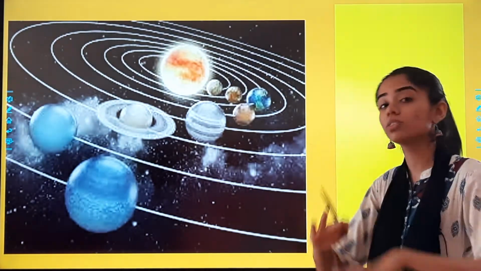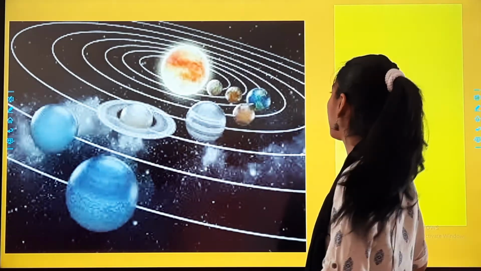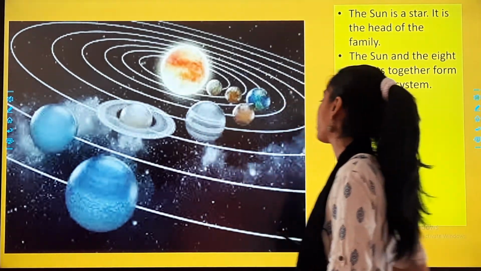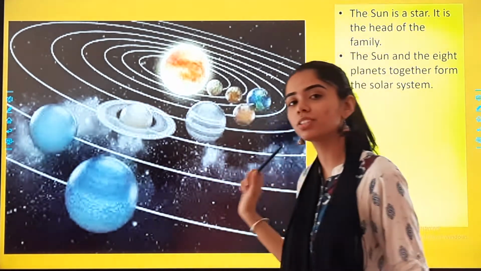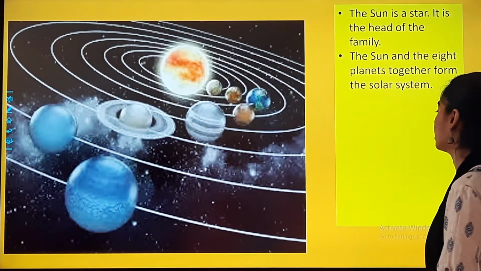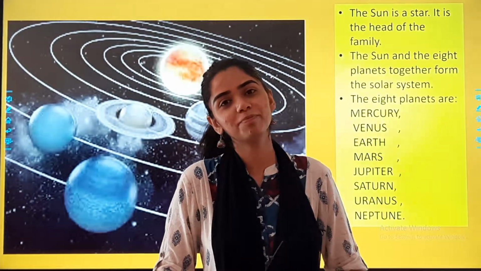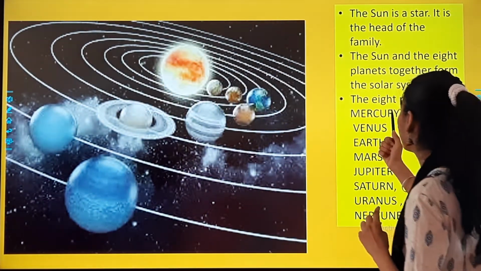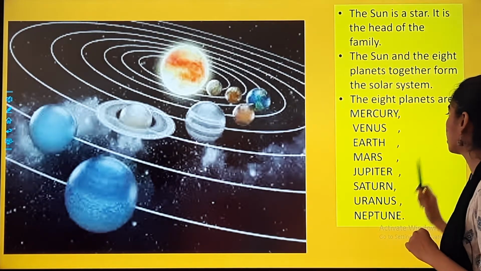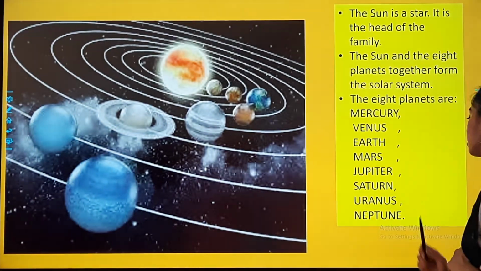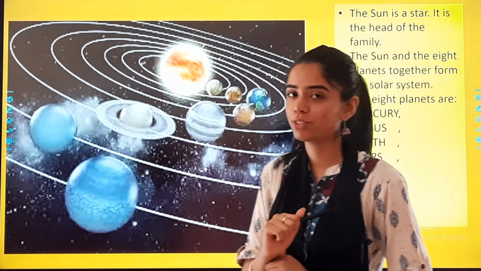Okay? Then we studied about the family of planet Earth. That is, the sun is a star and the sun is the head of it. And there are 8 planets in total that revolve around the sun. Together they are known as the solar system. Which were they? Mercury, Venus, Earth, Mars, Jupiter, Saturn, Uranus and Neptune.